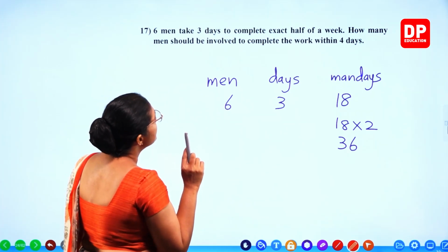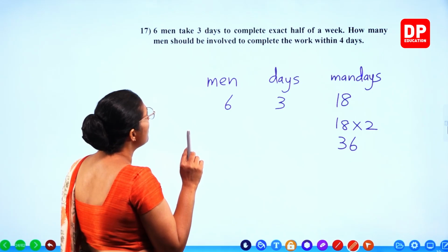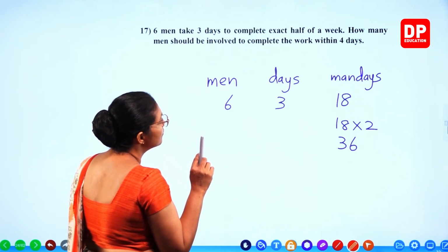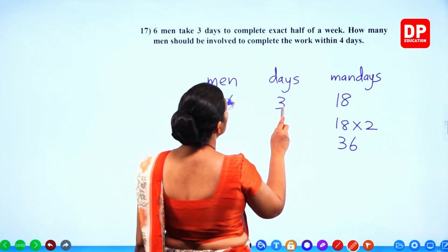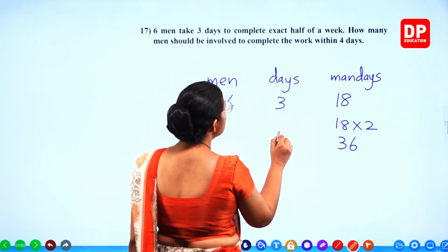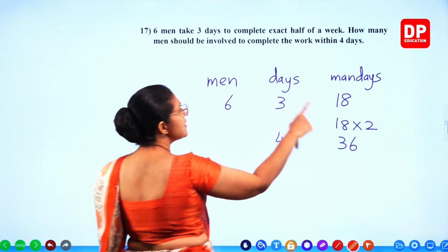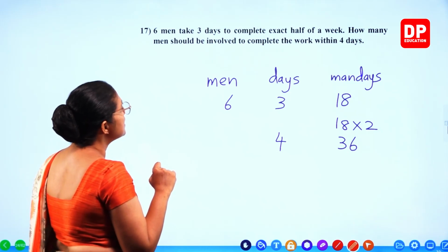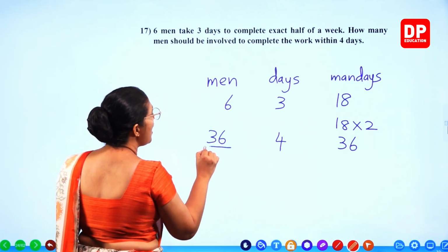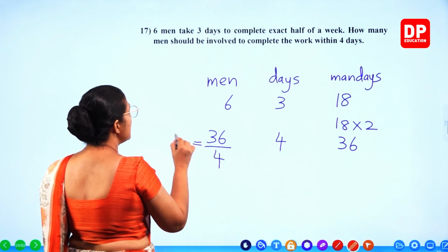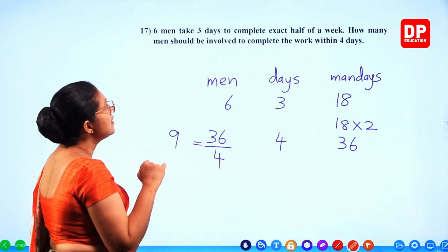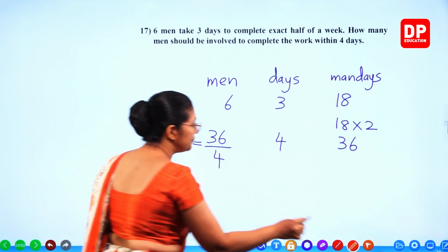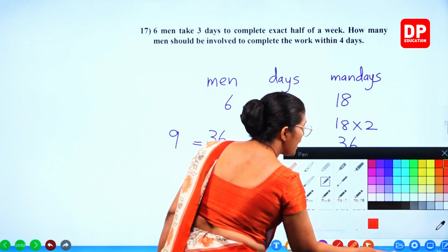Then it says, how many men should be involved to complete the work within 4 days? So 4 days here, this is for all 7 days. So how many men needed? 36 divided by 4. That means 9 men needed to complete the work within 4 days. So you get 2 marks for that.